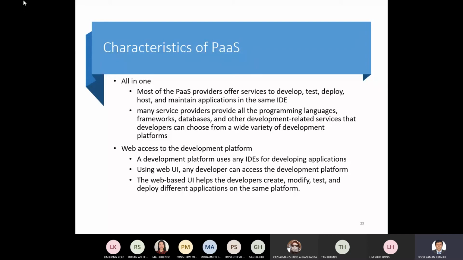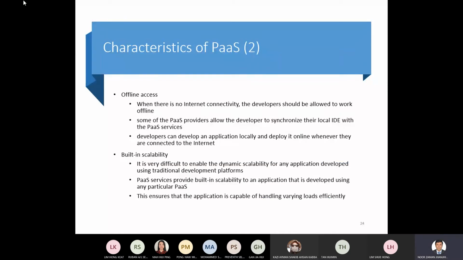Now, web access to the development platform. This is another characteristic: you may not require anything special, only a web browser, so you can access the services and manage them easily. What are the other characteristics? If we compare with the previous one, you can see that for some of the components, some of the services provide offline access as well. So you can develop your services, you can write your programs and everything.